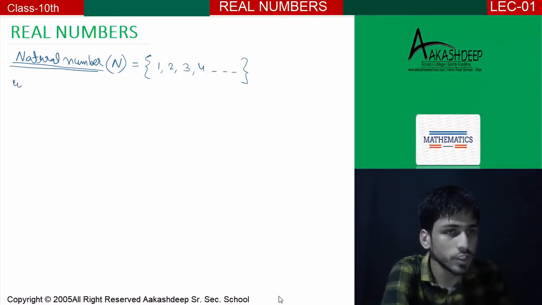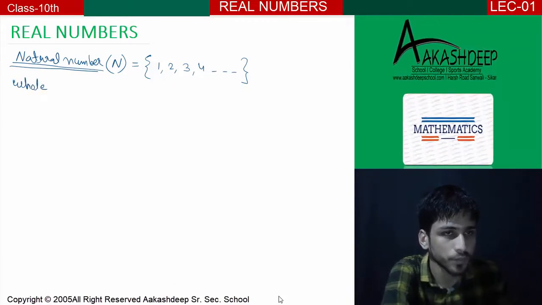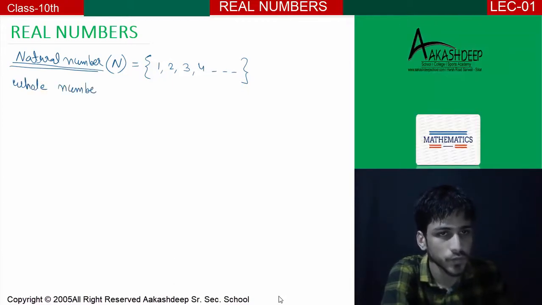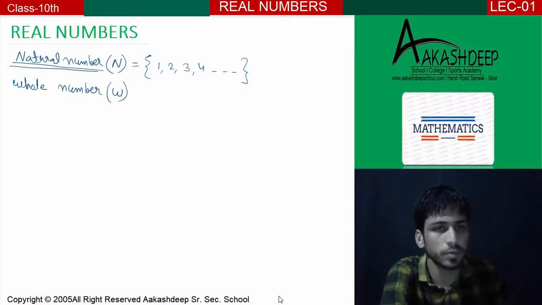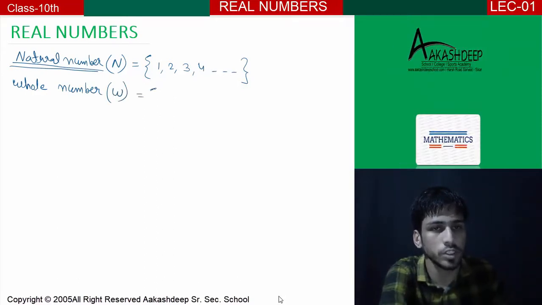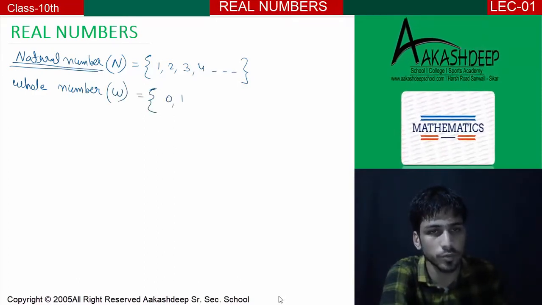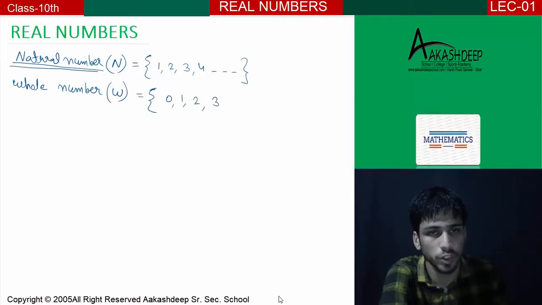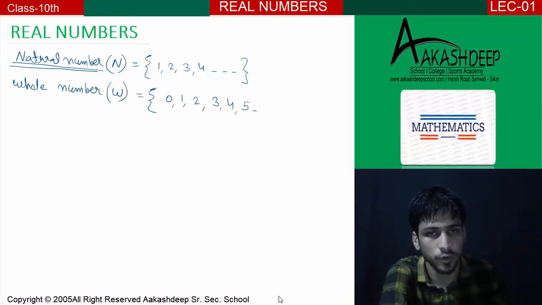Second number we have is whole number. Whole number is represented by symbol W, and whole numbers start from 0 and go up to infinity. 0, 1, 2, 3, 4, 5 and so on.